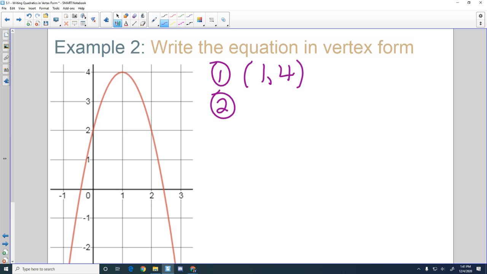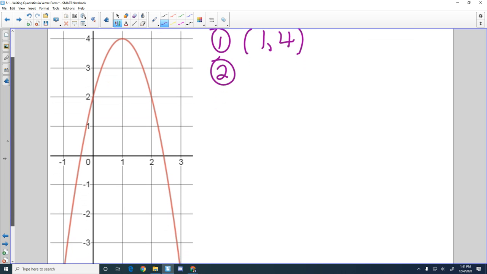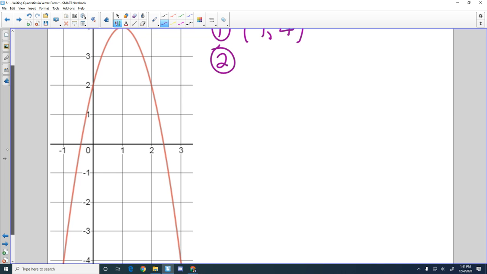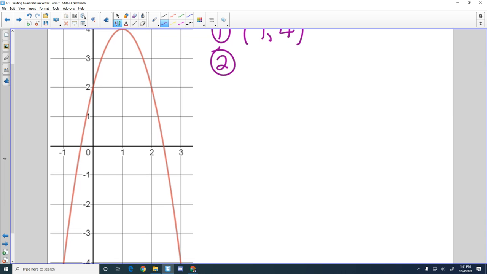Oh, that's a hard one. It goes right 1, down 2. So this will be 2. Why do you think it's 2? Wait, what? Is it 4?